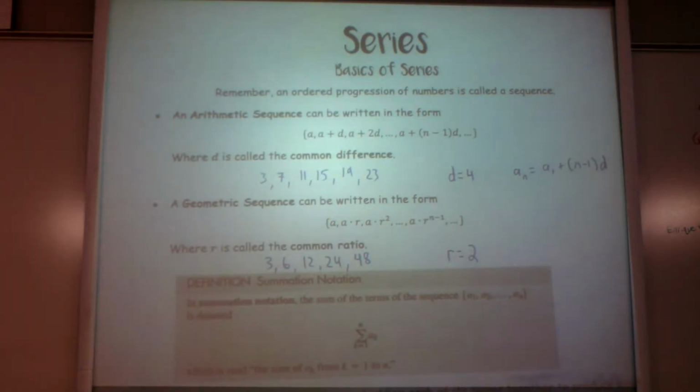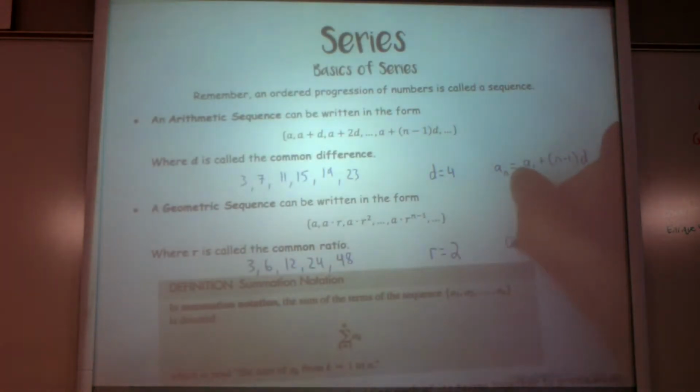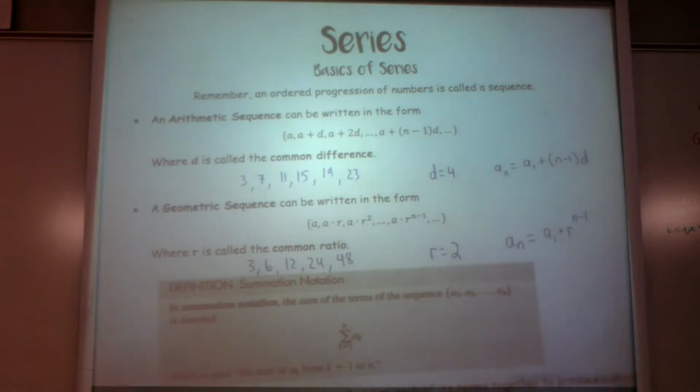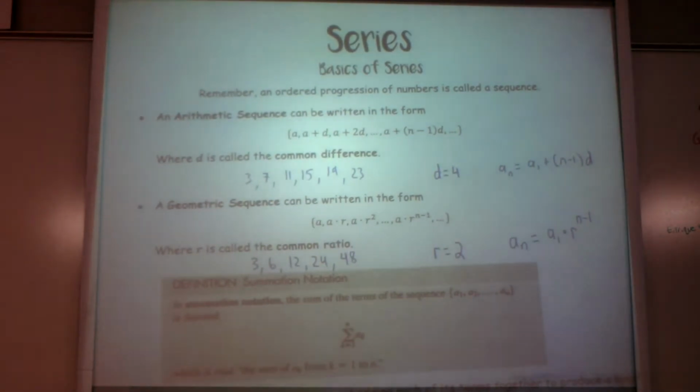Now, do you remember what the explicit formula is for a geometric sequence? Anybody? Bueller? Bueller? Alright, I'll just tell you. You're going to take your first term and you times it by your ratio raised to n minus 1. Alright, that should all be reviewed, but it's good for us to remember that before we move on.